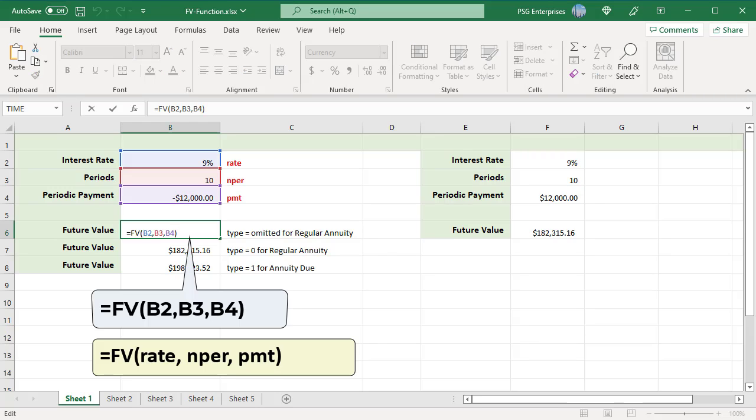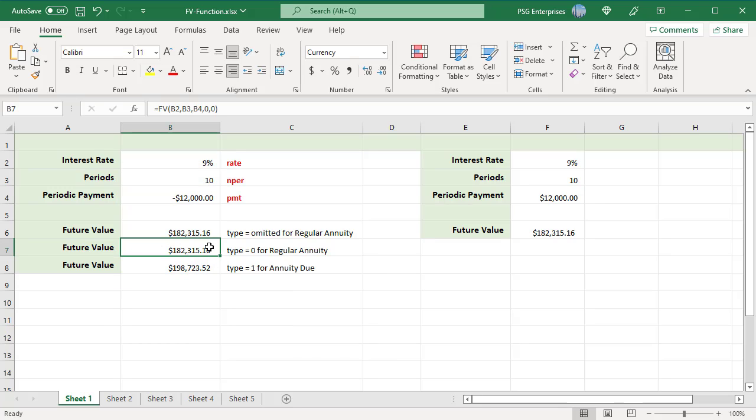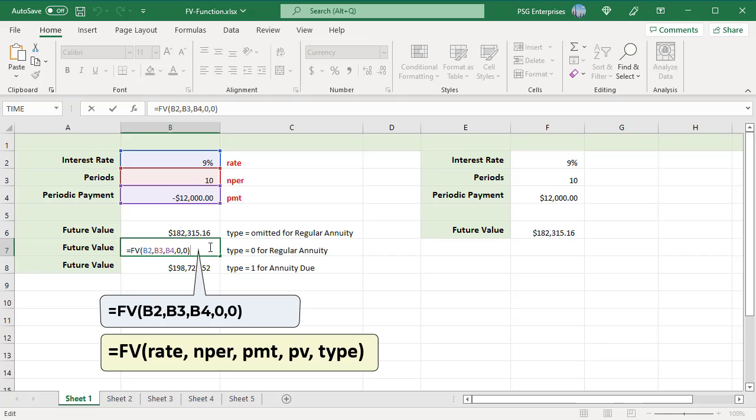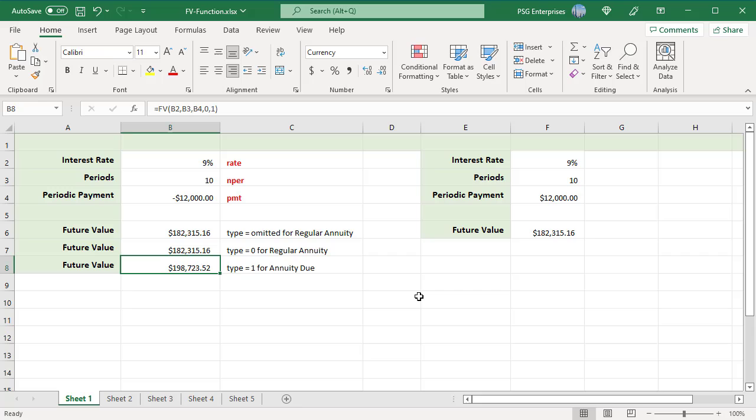Type is omitted, so it is a regular annuity where all payments are made at the end of the year. You can also use type equal to 0 for a regular annuity. If the payment is represented by a positive number, put the minus sign before the PMT argument.